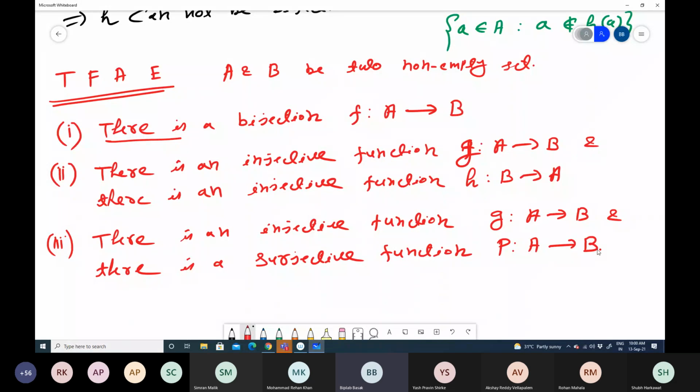That means if you want to show that there is a bijective function from A to B, it is sufficient to find an injective function from A to B and a surjective function from A to B. Or you prove there is an injective function from A to B and an injective function from B to A. So all of these three statements say that the cardinality of A and the cardinality of B are the same.